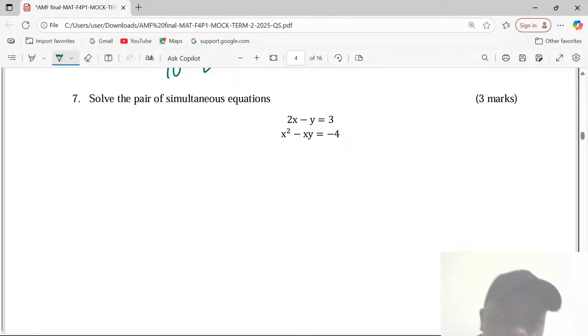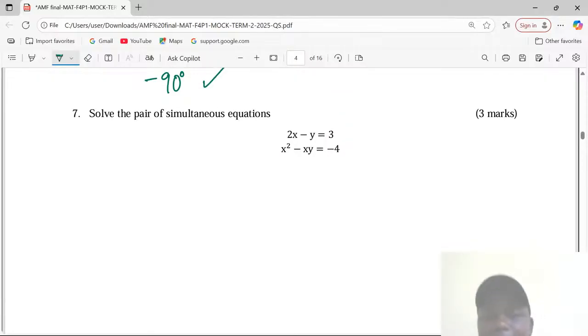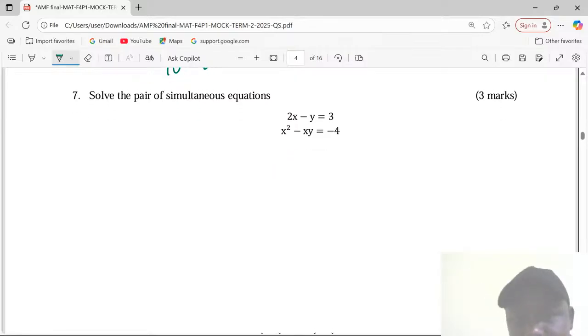Number 7. Solve the pair of simultaneous equations: 2x minus y equals 3, then x squared minus xy equals -4. I want you to know that this is a quadratic equation and also simultaneous. Therefore, the knowledge on simultaneous equations should be embraced, and the knowledge on quadratics should also be embraced. So let us see how we can solve the two.